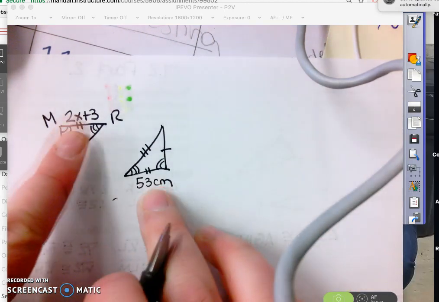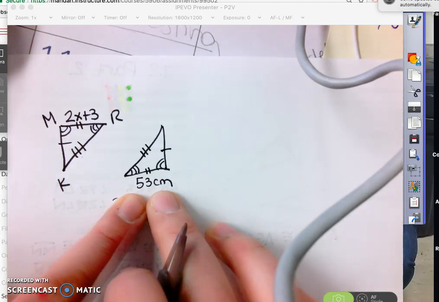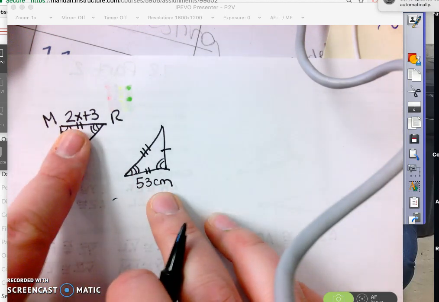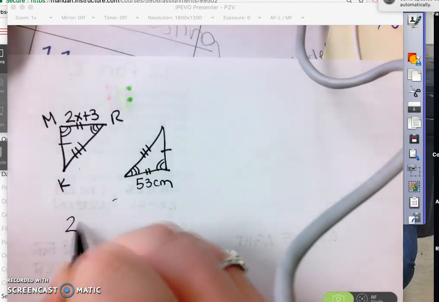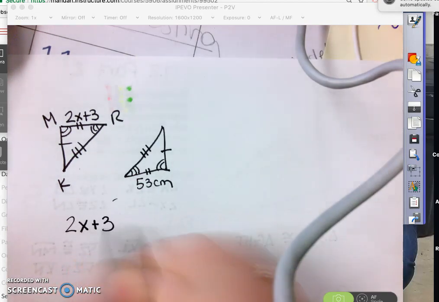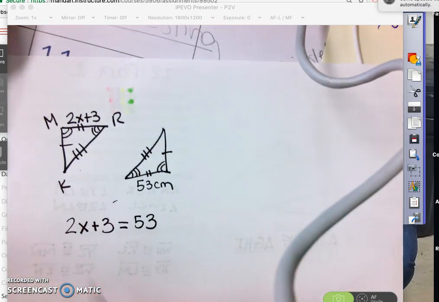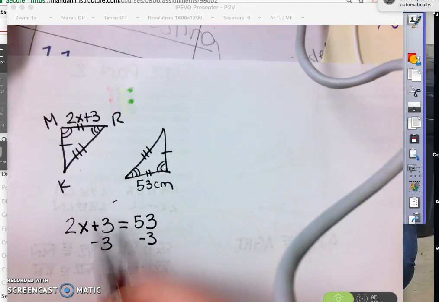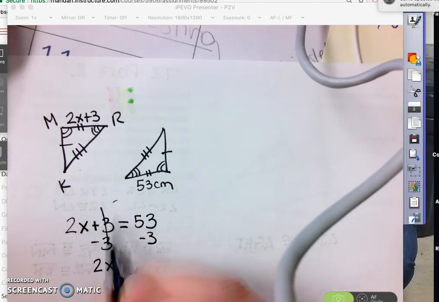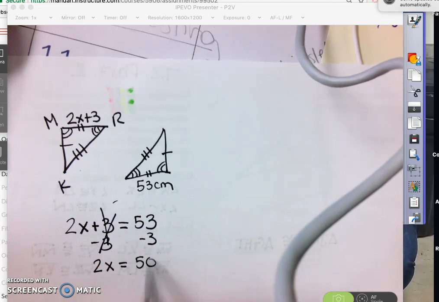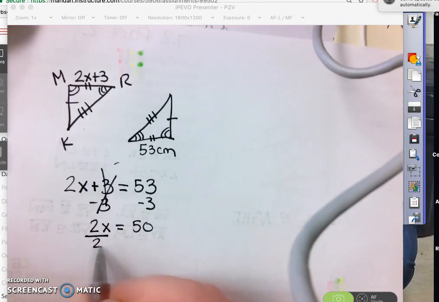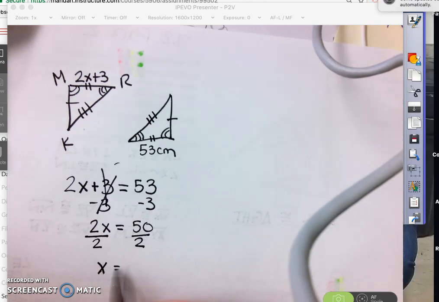I know that these are the same, but for one of them I'm given the actual length, and for one I'm given an expression. So I need to find out what x is. So how am I going to do that? Well, I need to set them equal to each other because they are equal. So I'm going to subtract the 3 because I want to get rid of the constant first, and I have 2x left, equals 50. And then I need to figure out what times 2 is equal to 50, or undo that multiplication by dividing. So x is equal to 25 in this case.